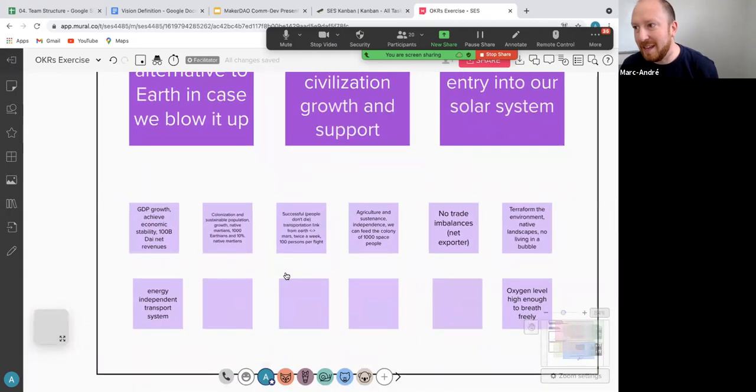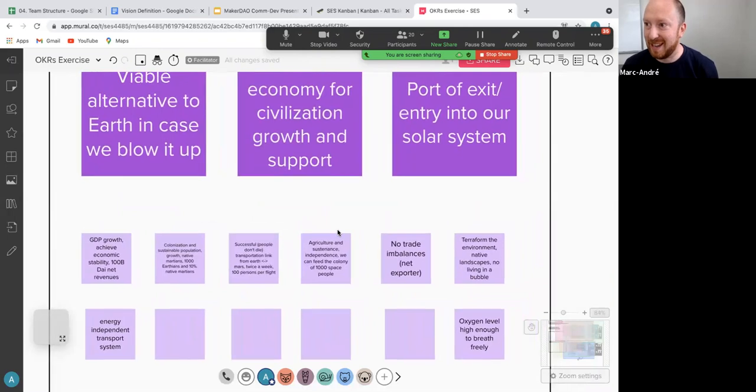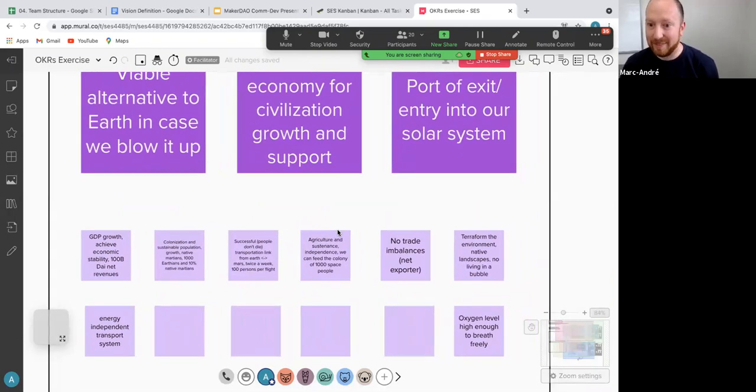So the key results are that we want a GDP that will achieve 100 billion DAI. We want energy independence and a transport system, so we don't have to import a lot of stuff from Earth. We need a sustainable population, so actually we want at least 10% native Martians. We need a good transportation system, where people don't die twice a week, 100 persons per flight. Agricultural self-sustenance: we can feed a colony of 1,000 people.